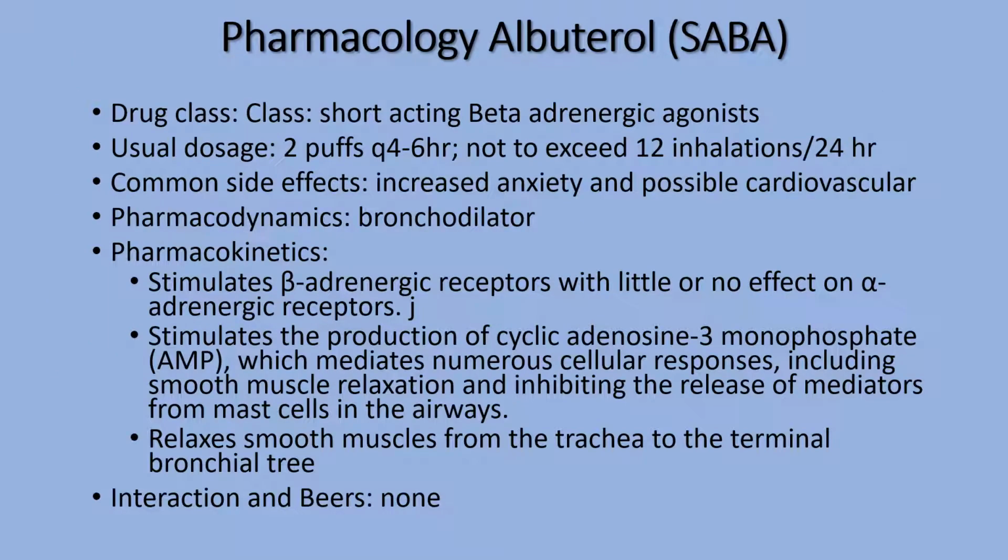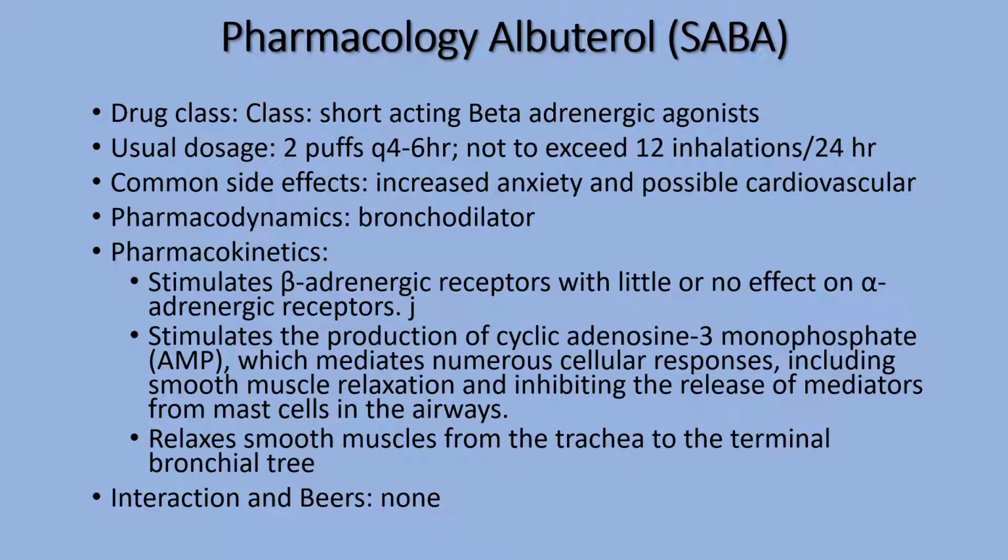Next medication is albuterol, which is a short-acting beta agonist, and this is 2 puffs every 4 to 6 hours as needed, not to exceed 12 inhalations in a 24-hour period. Common side effects are increased anxiety and possible cardiovascular issues. However, since this is a beta agonist, it works on other muscles besides the heart.